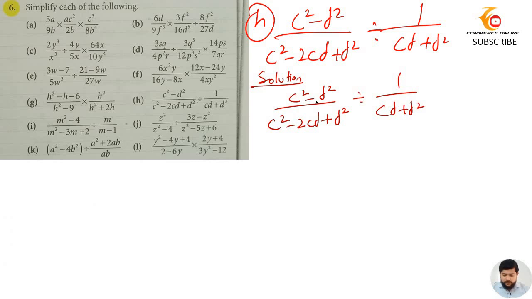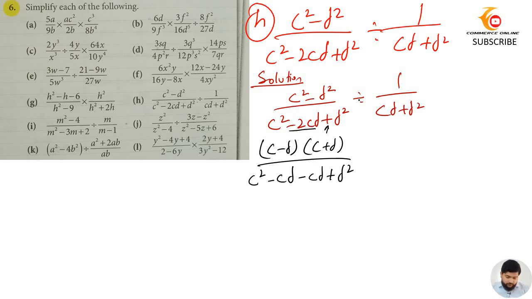Further, as we have c square minus d square, this can be written as c minus d and c plus d. Now c square minus 2cd plus d square, we need to perform the function of plus, and we need minus 2, so we can write this as c square minus cd minus cd. So minus minus plus, we are going to arrive at the sum of minus 2cd plus d square. Now this divide converts to multiply, and we change numerator to denominator and denominator to numerator. So this is going to be cd plus d square divided by 1.